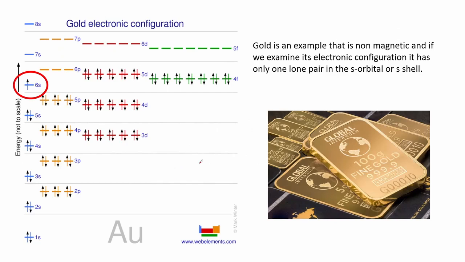Gold is an example that is non-magnetic, and if we examine its electronic configuration, it has only one lone pair in the s orbital or s shell. Note that there are materials that do not obey this directly, such as magnesium, which has no unpaired electrons, but they are magnetic. The population of the spin up and down electrons changes when exposed to a magnetic field, which causes it to be magnetized and turn into a paramagnetic material. Paramagnetic simply means weakly, and its opposite would be diamagnetic.